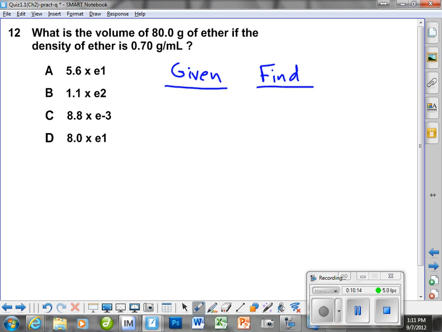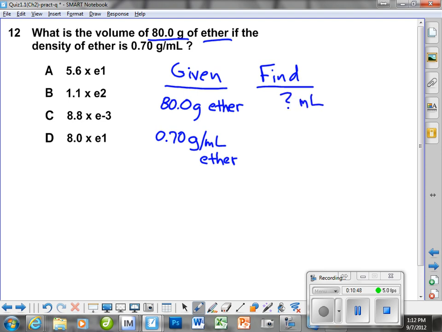So given, we've got 80.0 grams. I'm copying from here. And this is ether. And now the next thing you've been given is the density, which is 0.70 grams per mil. And that would also be for ether. And what are we asked to find? The density of ether is this. What is the volume? Okay, so the volume is what we're supposed to find. Anytime we're given grams, we are always going to be asked to find mils. So that's the kind of problem it is.